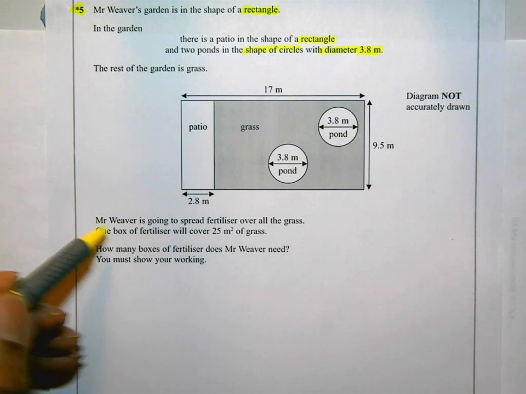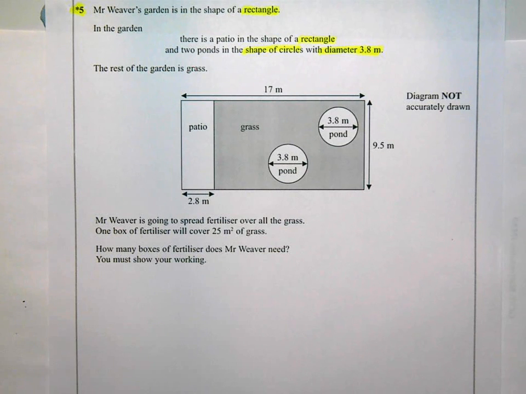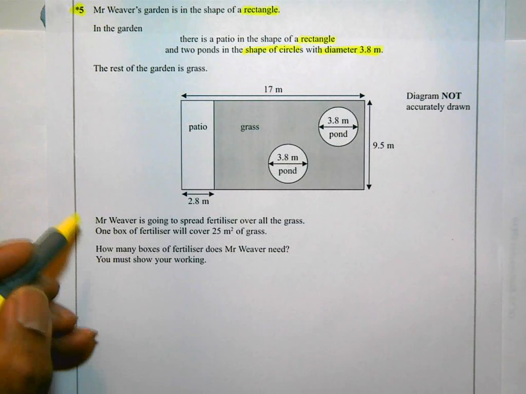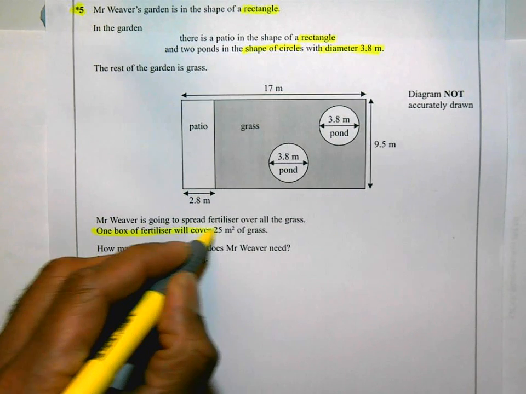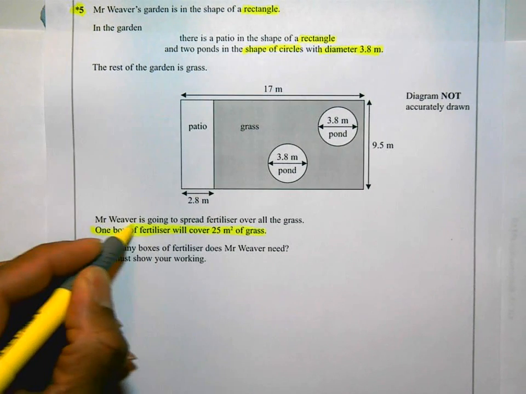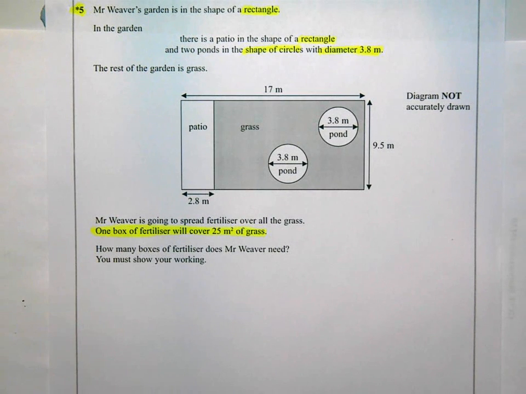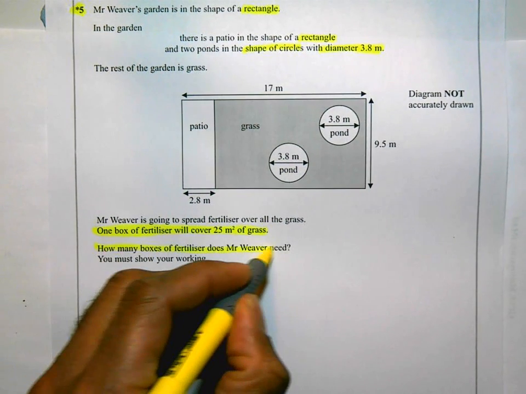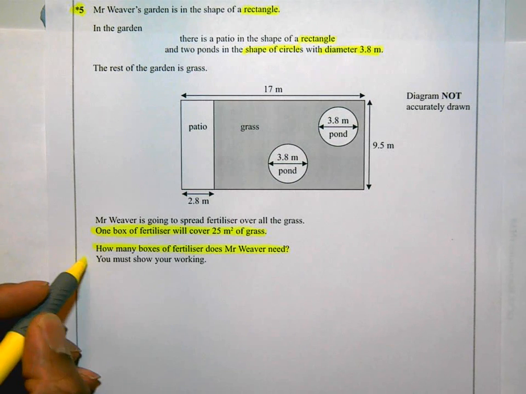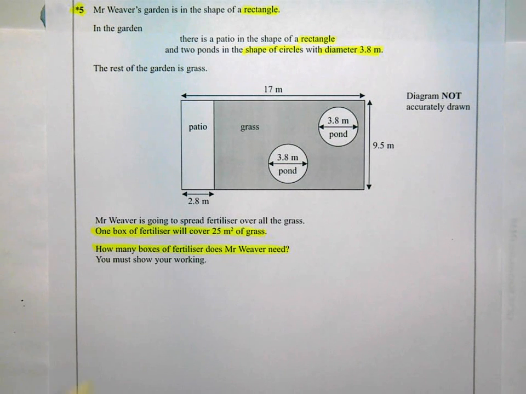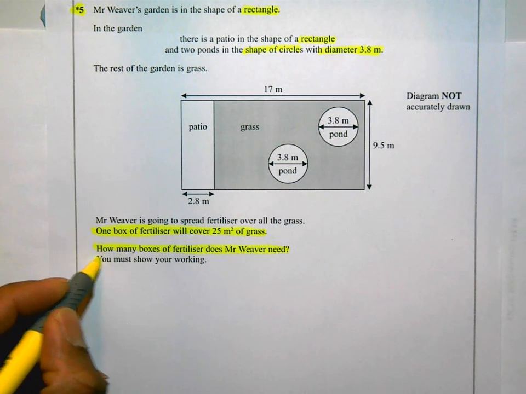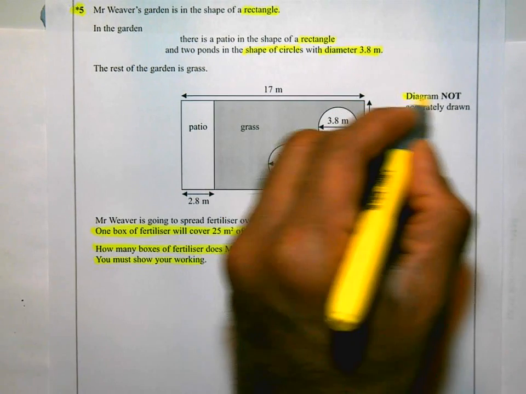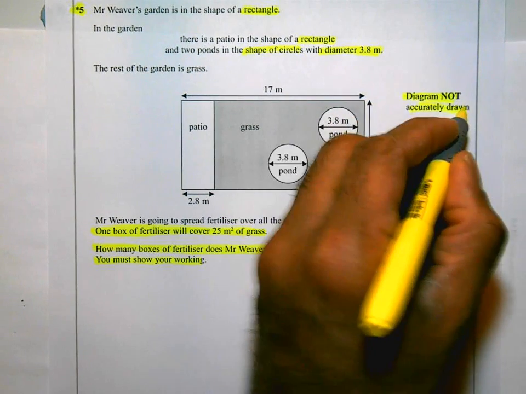Mr. Weaver is going to spread fertilizer all over the grass, but they've told us that 1 box of fertilizer will cover 25 meters squared of grass. The question is, how many boxes of fertilizer does Mr. Weaver need? You need to work out how many boxes of fertilizer he needs, and they want you to show all the working. Do note it says the diagram is not drawn accurately, so you can't measure anything from the diagram itself.